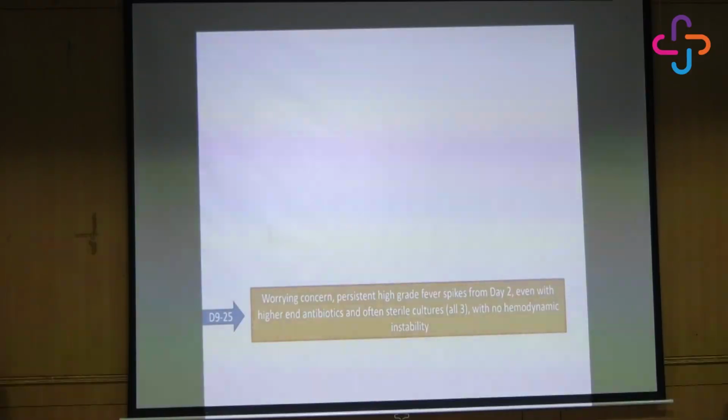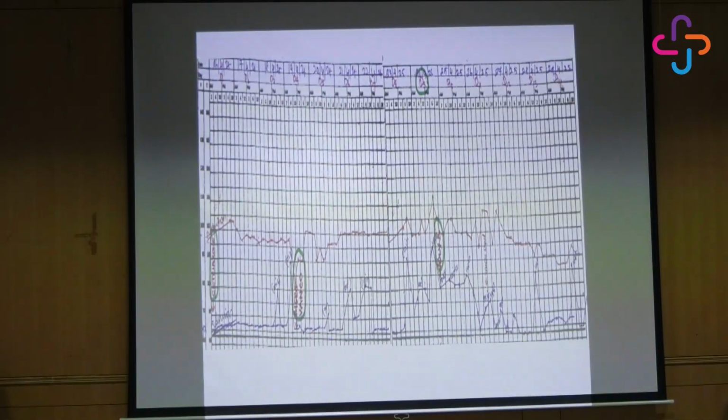Though the child was extubated successfully, we had a worrying concern that the child had persistent high-grade fever spikes from day 2 onwards, even with broad spectrum high-end antibiotics. His repeated cultures were sterile, and the septic screen was also not conclusive. It was in the lower normal range, but the child was hemodynamically stable. So this is the fever pattern.